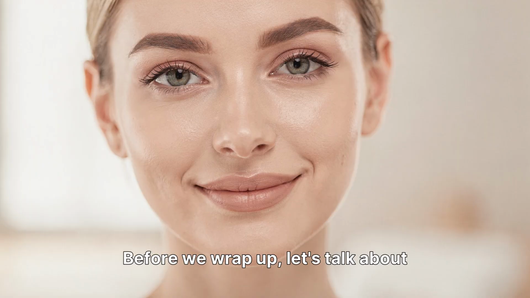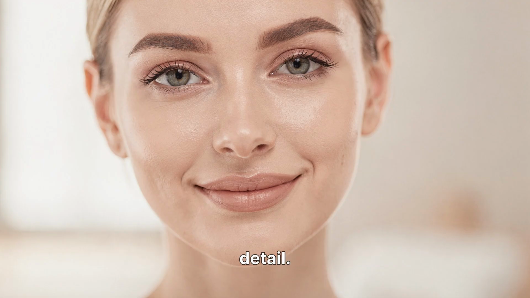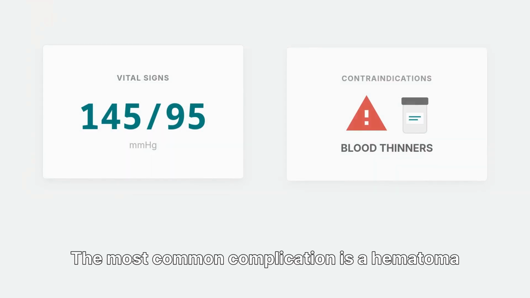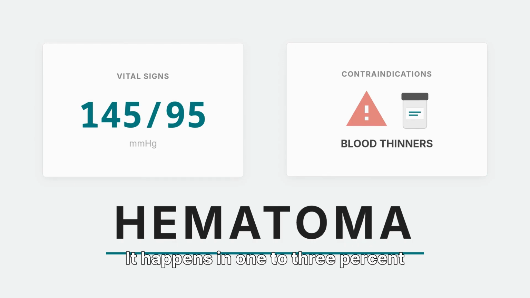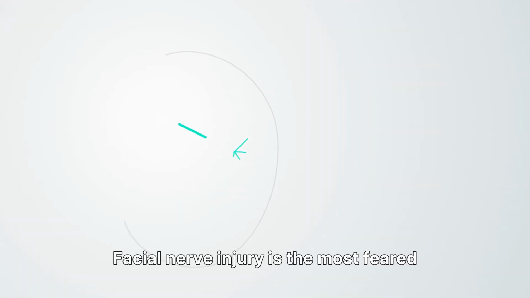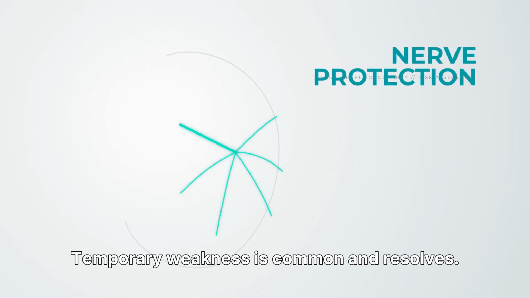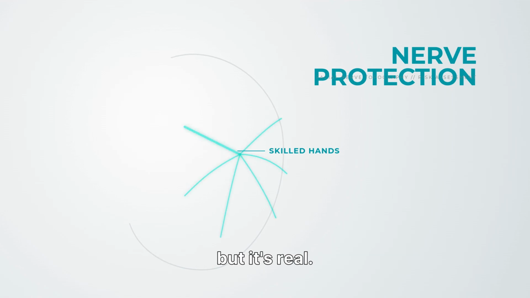Before we wrap up, let's talk about risks, because any surgeon worth trusting will go through these with you in detail. The most common complication is a hematoma, blood under the skin flap. It happens in 1 to 3% of cases and requires drainage. Facial nerve injury is the most feared complication. Temporary weakness is common and resolves. Permanent injury is rare in skilled hands, but it's real.